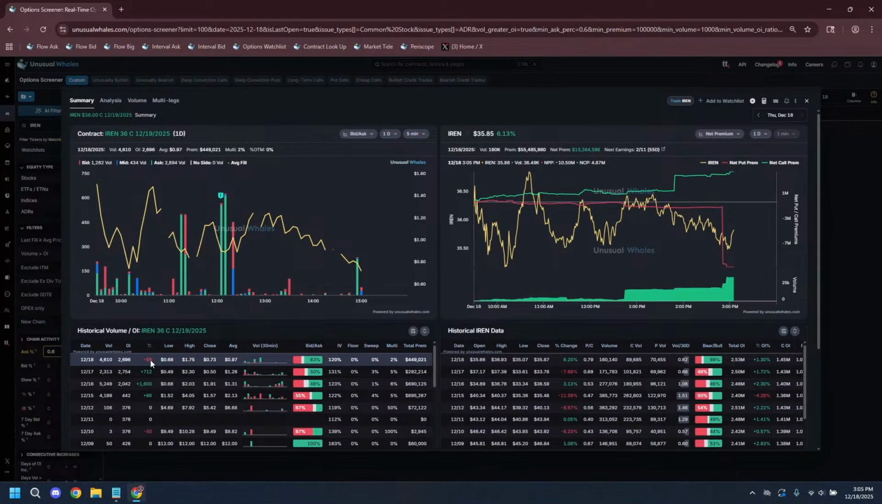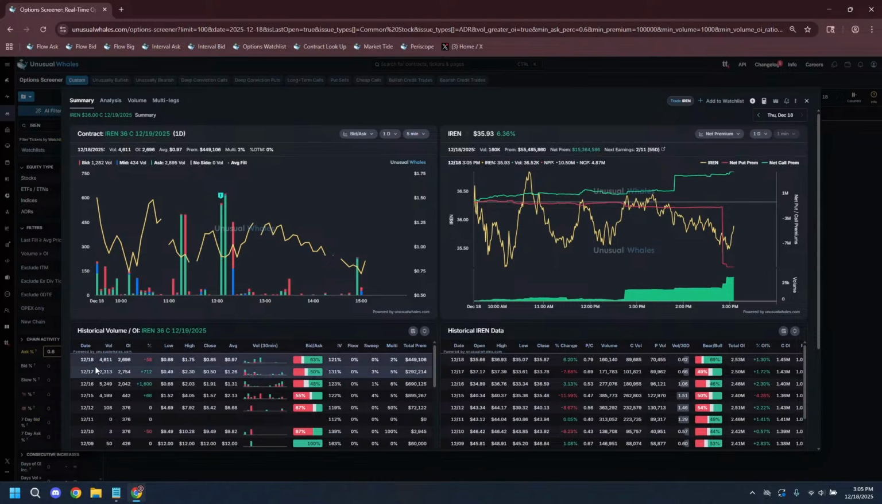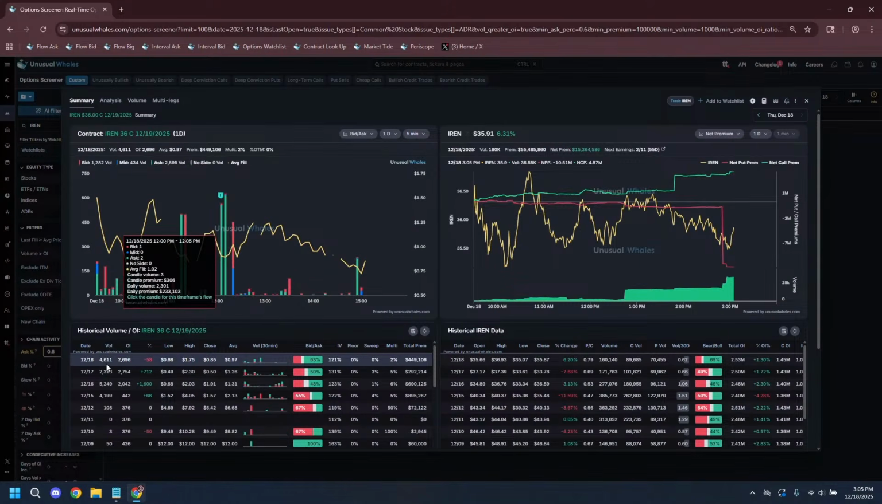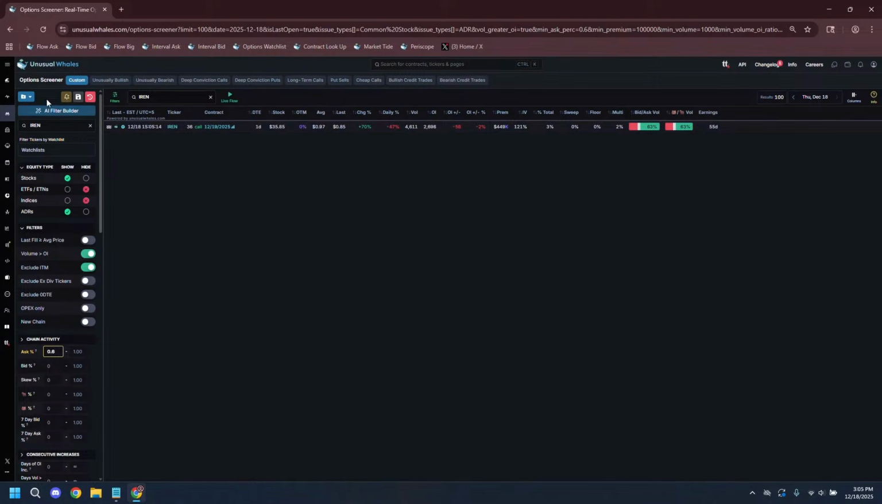It does have exactly the characteristics of the screener, but when we look at how the activity unfolded, there's no single big candle of 4,000 volume that we know is an opening trade, right? The largest candle on a 5 minute period was like 600 volume, which is just nothing in the grand scheme of this specific contract. So that's one way I might look at it when someone asks me what the IREN flow is.